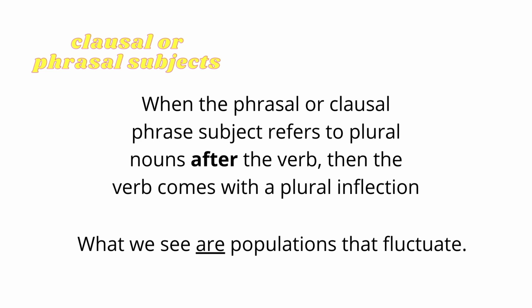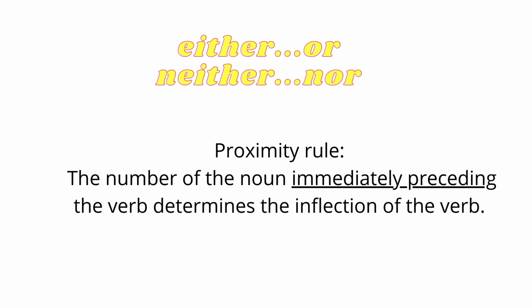However, the data found in a language corpus shows that when the phrasal or clausal subject refers to plural nouns after the verb, then the verb comes with a plural inflection, as shown in the following. What we see are populations that fluctuate. In the case of correlatives like either-or and neither-nor, it seems that the proximity rule is being followed by native speakers, that is, the number of the noun immediately preceding the verb determines the inflection of the verb, as shown in the following examples.